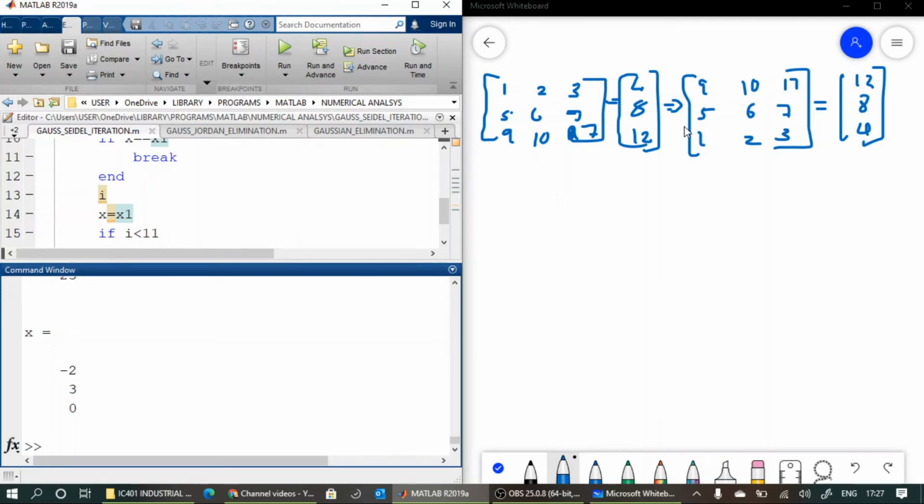Here the interesting thing is the first row is dominant compared to the second one. 9 is greater than 5 plus 1, 10 is greater than 6 plus 2, 17 is greater than 7 plus 3. But this is not diagonally dominant. If you try to do so, then definitely this one will be the last one, 70. But the problem is that it is not diagonally dominant. So that problem is there.